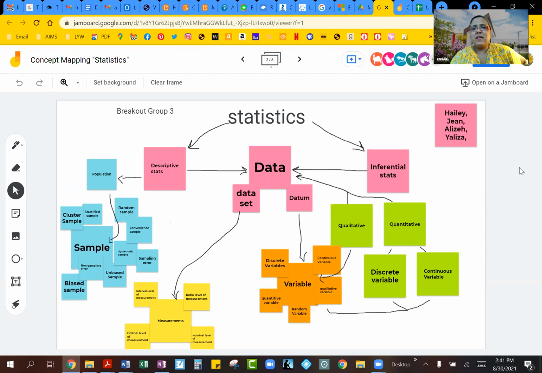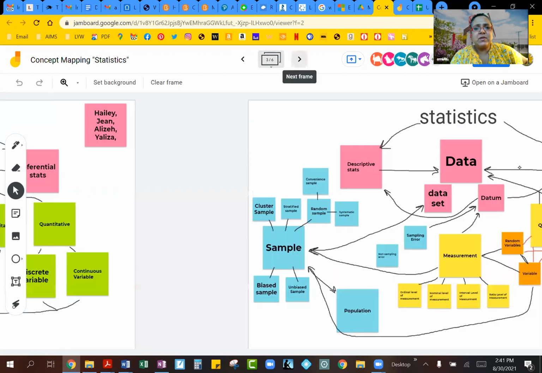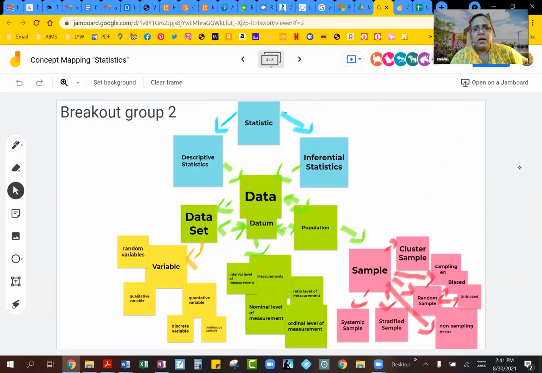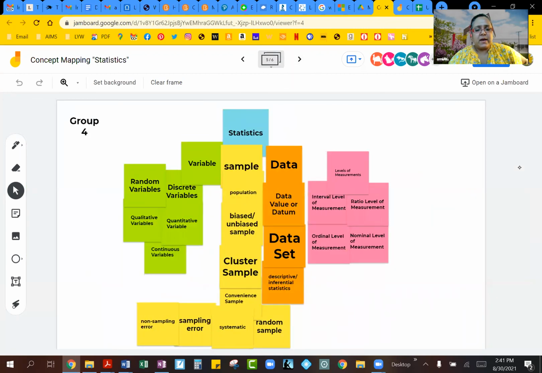All righty, very good. So that brings us to the last group, group 4. If you wouldn't mind walking us down through your process here. And of course, as you can see, your concept map looks a lot different than the others. So if you would walk us down your path here.